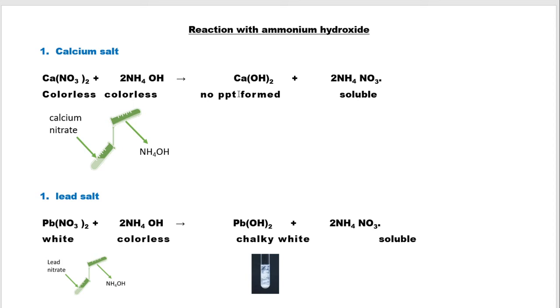One thing you need to remember, you might be given a question to identify: suppose you are given two beakers labeled as A and B, and you are asked to identify whether the beaker A is ammonium hydroxide or sodium hydroxide. How will you do so? In both the beakers, suppose you add calcium nitrate salt solution, in case of sodium hydroxide, white PPT will be formed, but in case of ammonium hydroxide, no white PPT will be formed.